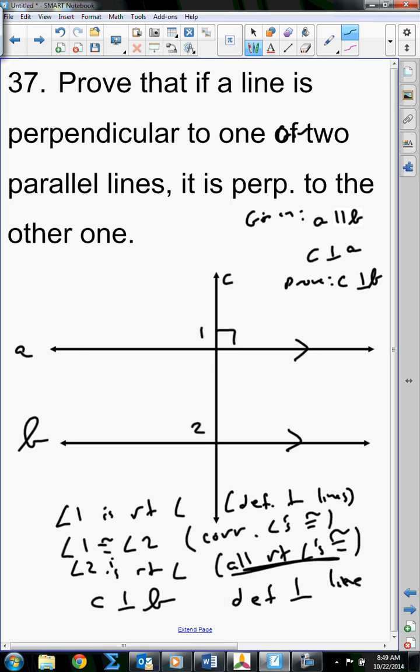Whoops. Gotta stop hitting that button. Okay, and then if you look in the back of the book to check yours, you would see they did it slightly different. And that's why I like that little theorem right there. Saves me a step or two.